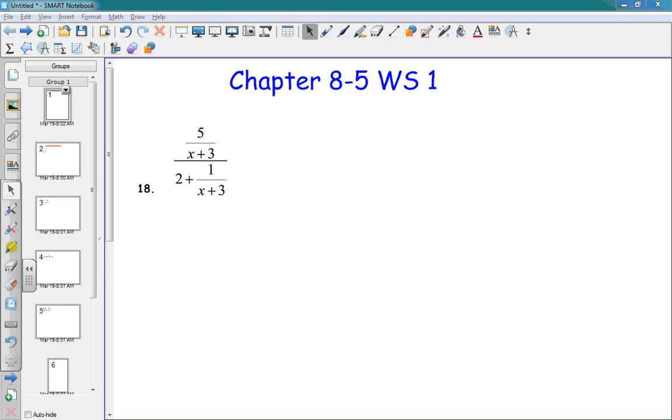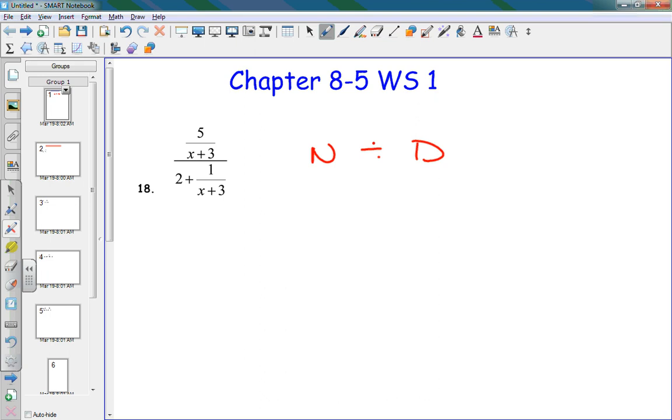Number 18 from 8.5 worksheet 1. When you look at something like this, what you see is a whole lot of complication, right? What I want you to do is take the numerator and denominator. So you're going to have the numerator divided by the denominator. You're going to write it in that manner, okay?